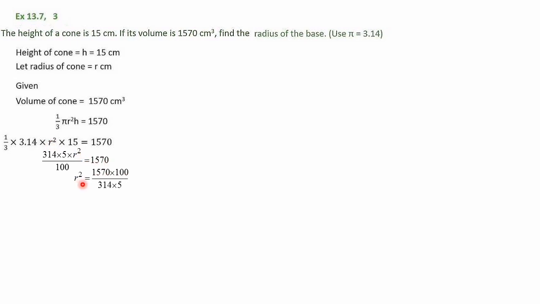From here r square is equal to 1570 into 100, by cross multiplication, divided by these numbers 314 and 5. Then r square is equal to 1570 into 100 divided by 314 into 5. When you multiply you will get 1570. You can cancel these 1570s in the numerator and denominator. We will get the answer as 100. r square is equal to 100. r is equal to square root of 100, that is equal to 10 centimeter. So the radius of the cone is 10 centimeter.